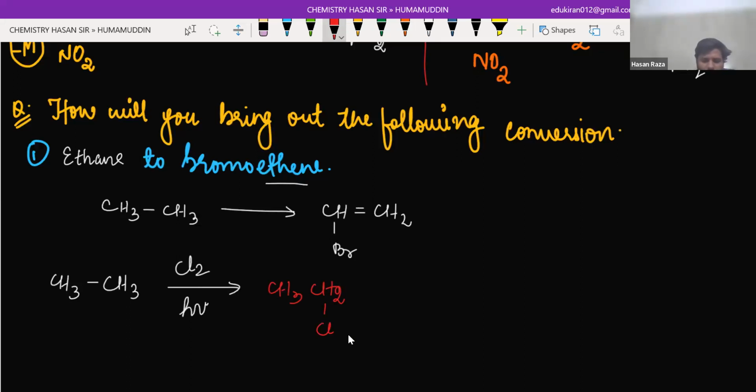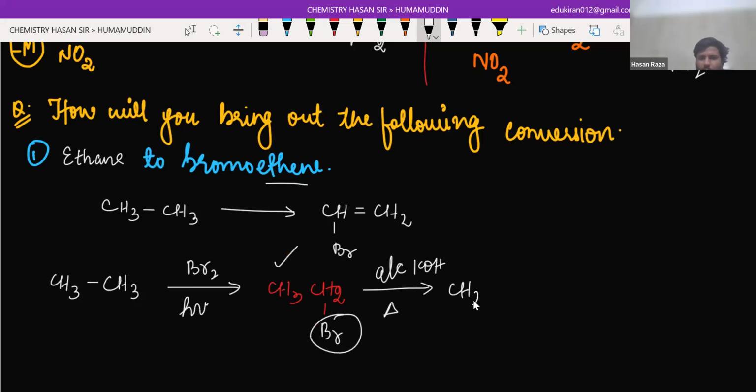Now, after getting this, we can directly use Br2 instead, so that we will be getting CH3CH2Br. After this, I'm going to use alcoholic KOH and heat. So this Br on the alpha carbon and this beta hydrogen will be removed and you will be getting CH2 double bond CH2.